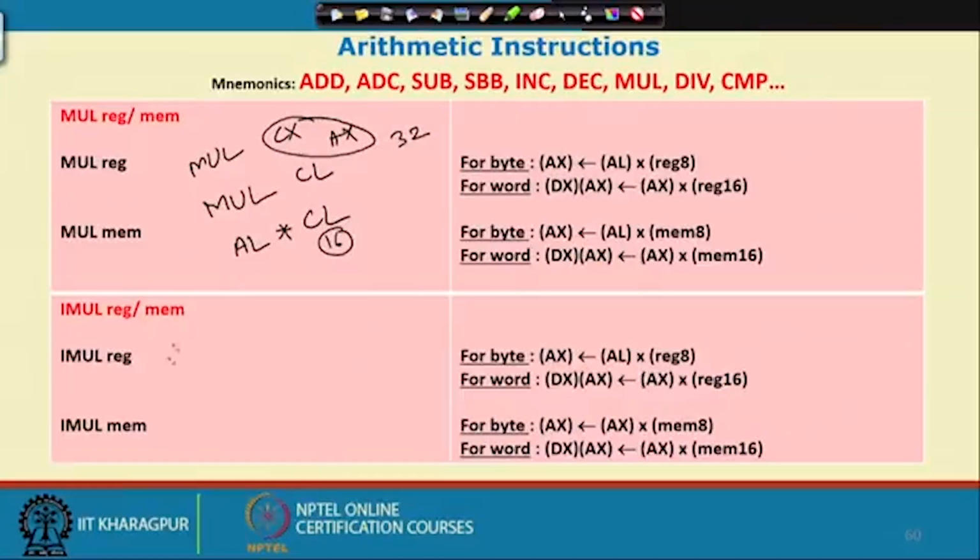Then there is the IMUL instruction. So, this will be the integer multiplication. It will be doing this multiplication. The operation is similar, but it is just for the integers.